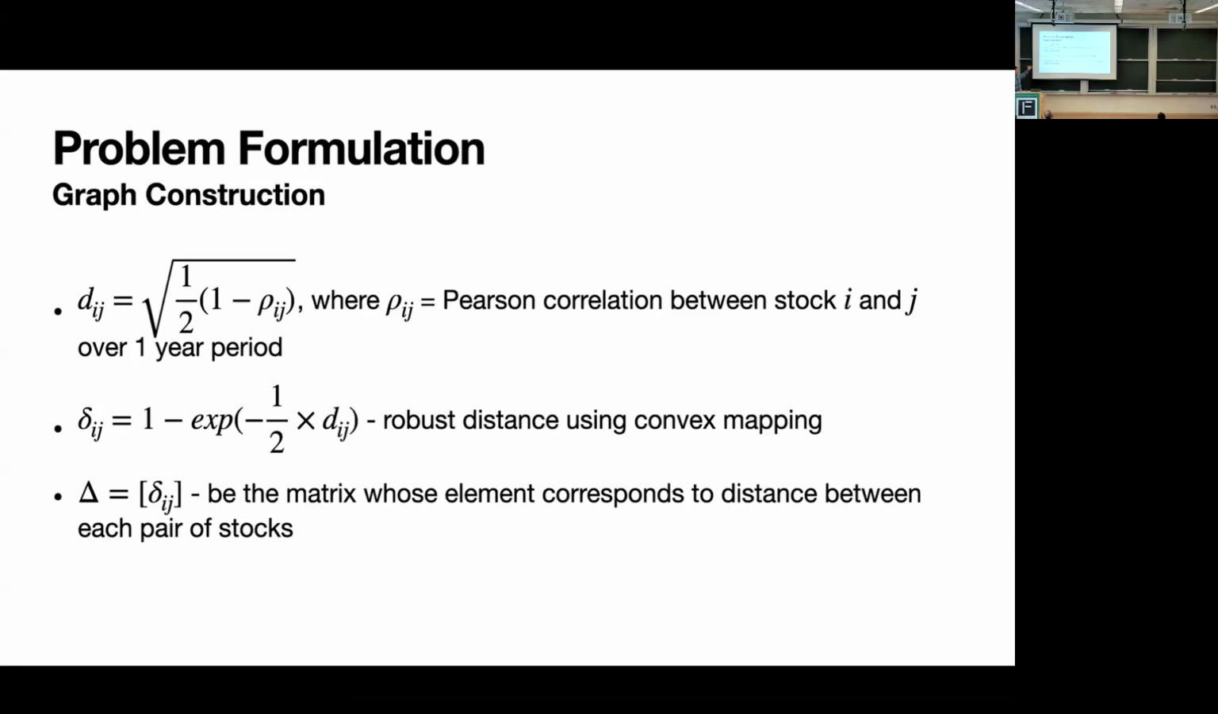Then we'll make it a bit more robust by using a convex mapping. So it tempers things a little bit. A lot of the correlations tend to be very densely clustered near 1. So we're going to temper it a little so that the gradient, the differential of the objective for different combinations, becomes a little bit more prominent.